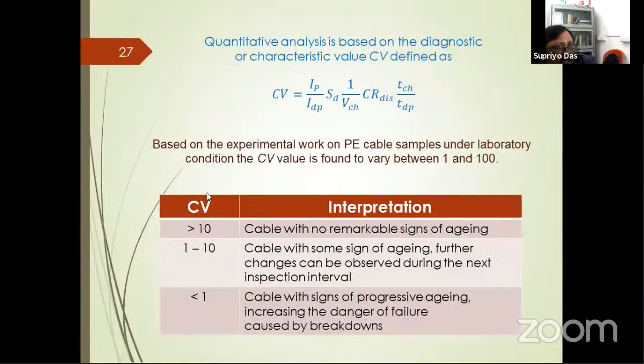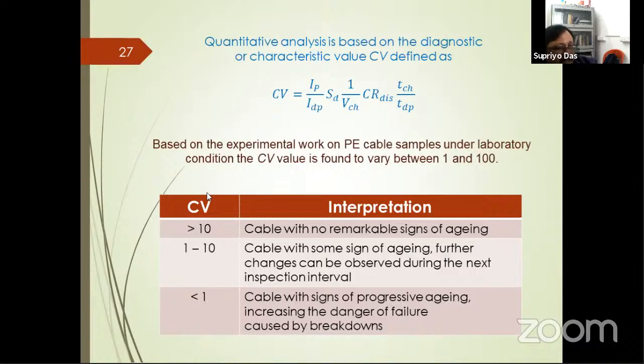So an empirical formula is derived, which is called the characteristic value. It is calculated based on the polarization current, depolarization current, charging voltage, time of charging, and time of discharging. Considering all these factors, an empirical formula was proposed, called the characteristic value. Based on this characteristic value, we can again assess the status of the cable.